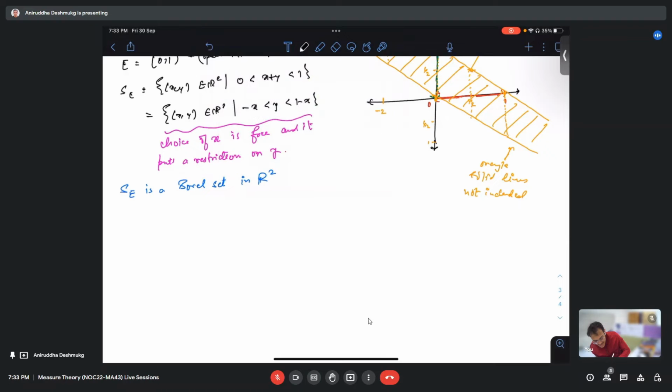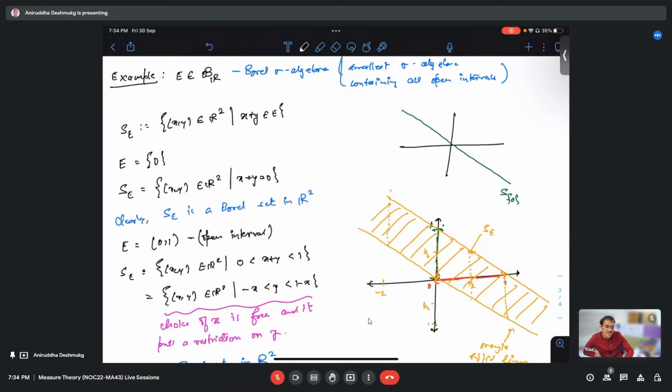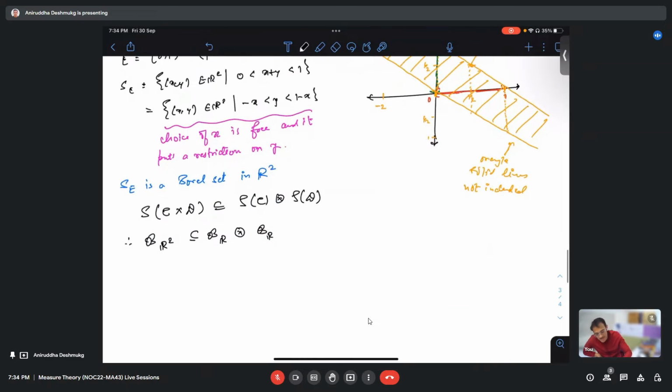And we have seen that in general, the sigma algebra generated by a collection cross another collection is contained in the smallest sigma algebra of the product. Therefore, the Borel sigma algebra of R2 is contained in the Borel sigma algebra of R product Borel sigma algebra of R. So in particular, what we have seen is, at least for these two choices of E's, the sets are inside BR cross BR. The question is, given any Borel set E inside R, can I say that SE is inside BR cross BR?